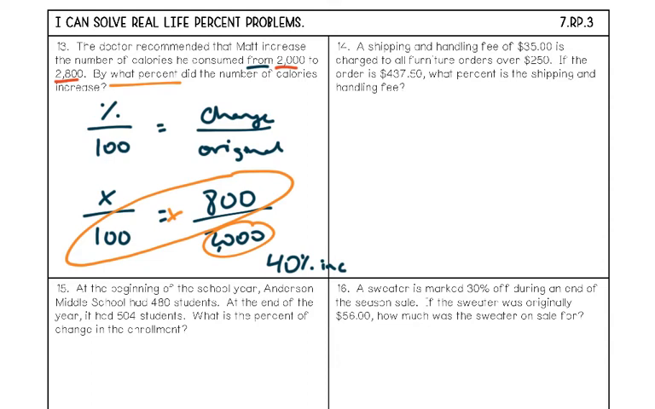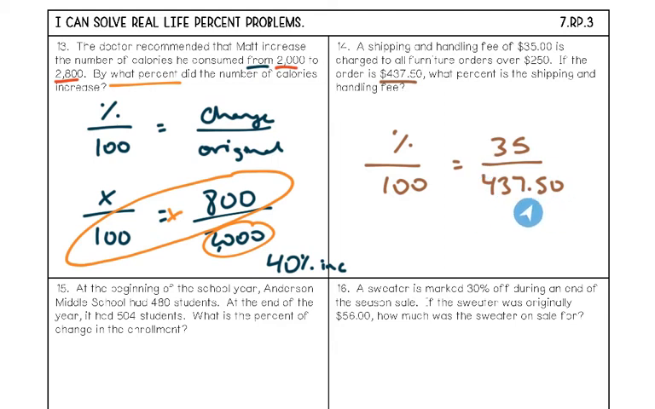The wording on number 14 is a little confusing, so bear with me. Any order that's over $250 has this $35 shipping and handling fee included. So this $437.50 already includes the $35. The question is asking me for what percent the shipping and handling fee is out of the total. So when I set up my percent proportion, my second fraction is going to be the shipping and handling fee out of the total. And that total, like I said, includes the shipping and handling fee, even though it doesn't explicitly say that in the word problem.